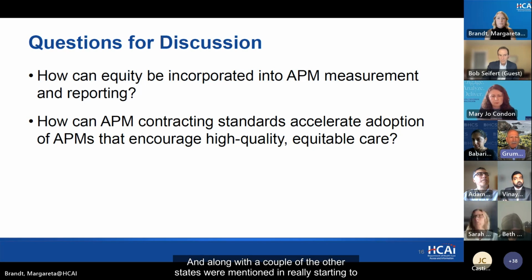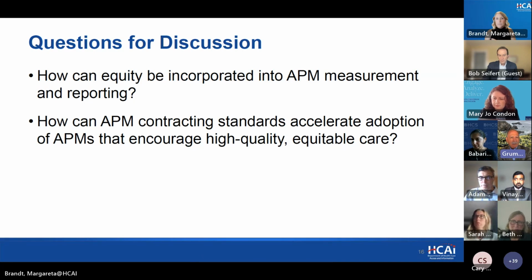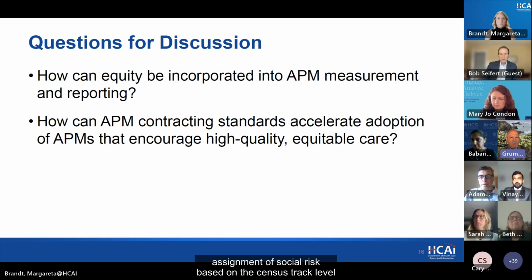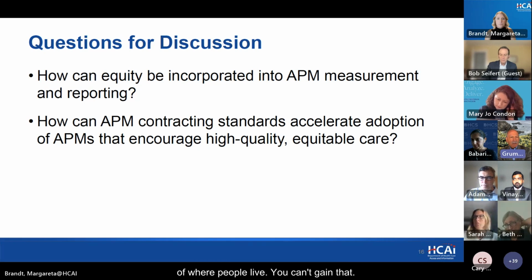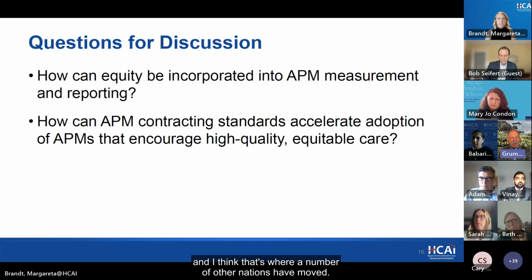So I would love California to be a leader in this regard, along with a couple of the other states that were mentioned, in really starting to use not just self-reported identification or social risk screening, but frankly, to move to geographic-based assignment of social risk based on the census tract level of where people live, because you can't game that. It doesn't put a burden on the organizations. It doesn't then get into problems with inconsistent collection from one organization to another. It's very objective data, and I think that's where a number of other nations have moved. I don't like the deprivation index.